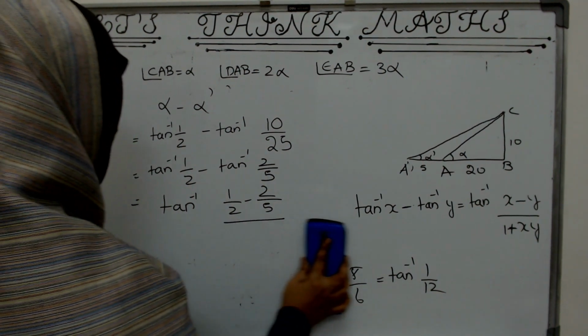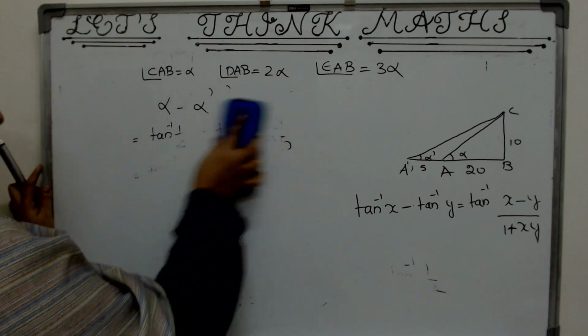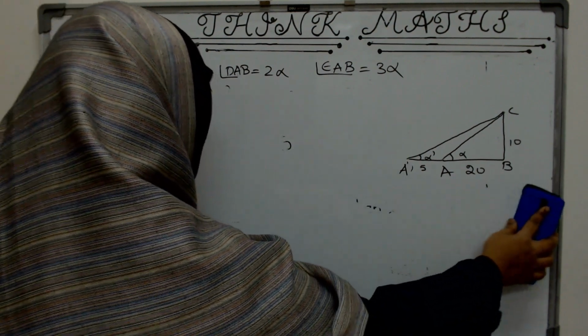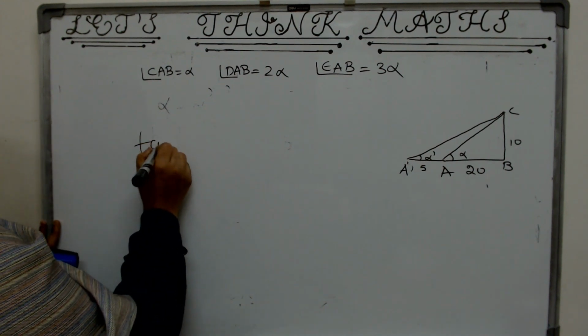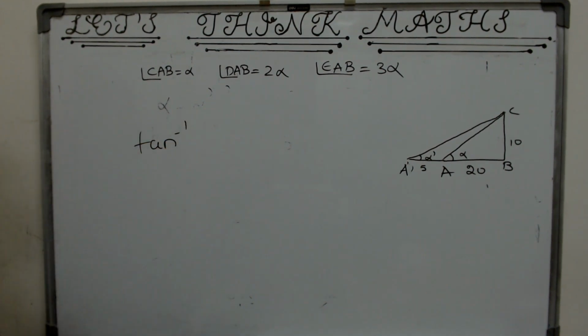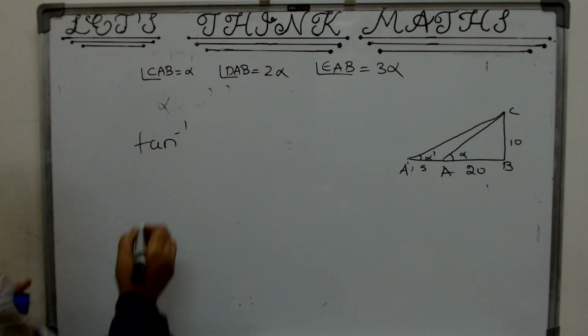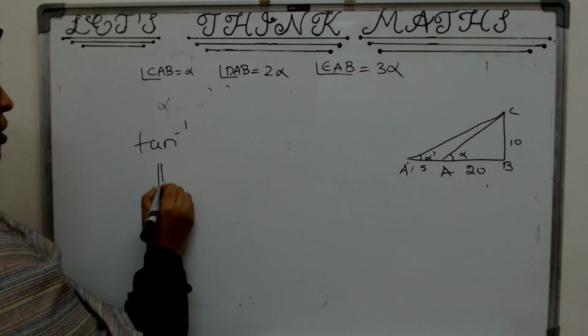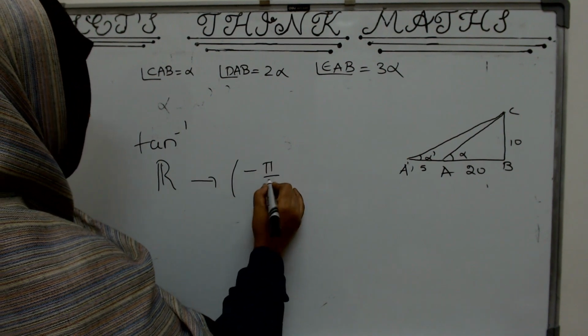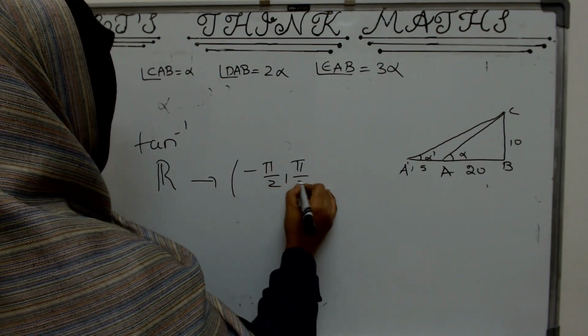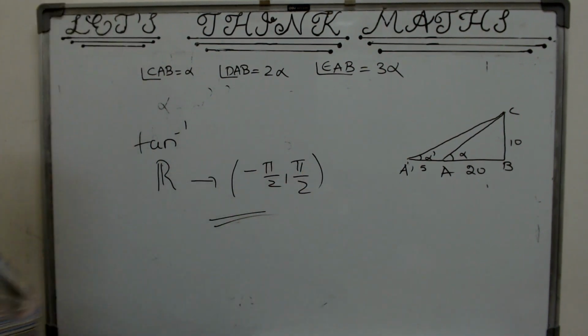This brings us to our last and final question in the inverse trigonometric functions, which is what? The domain and the range of tan inverse. The domain is the whole of the real numbers, and its range is, remember, open interval, not closed interval. So with this we come to the end of inverse trigonometric functions.